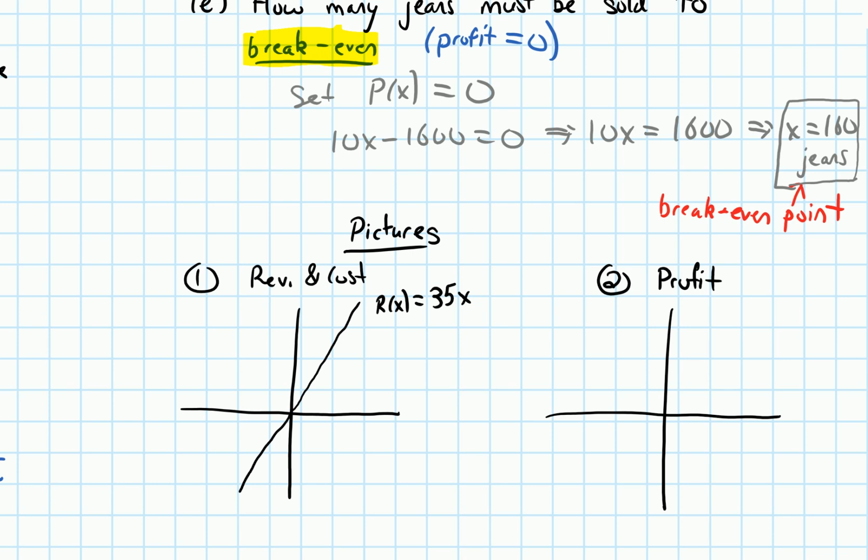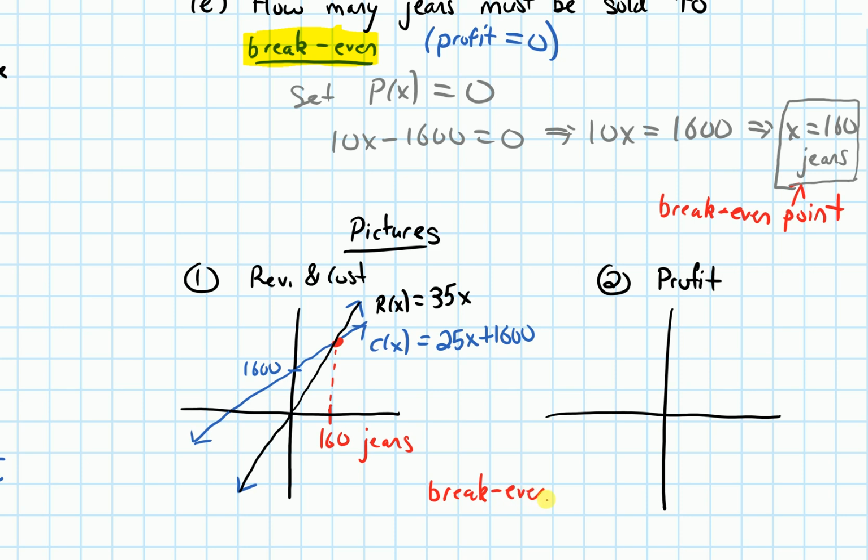And the cost function was 25x plus 1600, so the y-intercept was 1600, but the slope is not quite as big, so this line is not going to be quite as steep. So my cost function is going to look something like this. C of x equals 25x plus 1600. That was our cost function. Now let me also put some arrows on the revenue function. The break-even point is where the revenue and the cost equal each other, because that's where the profit is going to be 0. So this value right here, this is where the 160 occurs. That is the break-even point. It's happening where 160 jeans is.